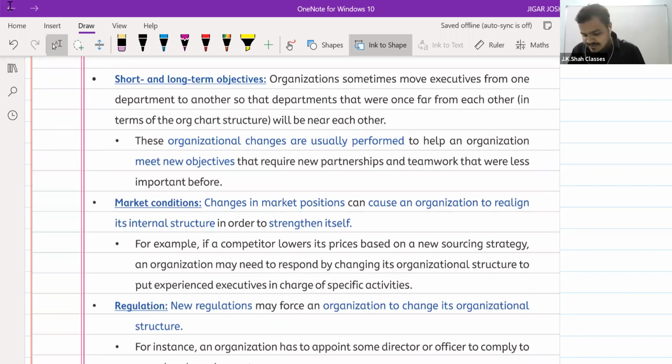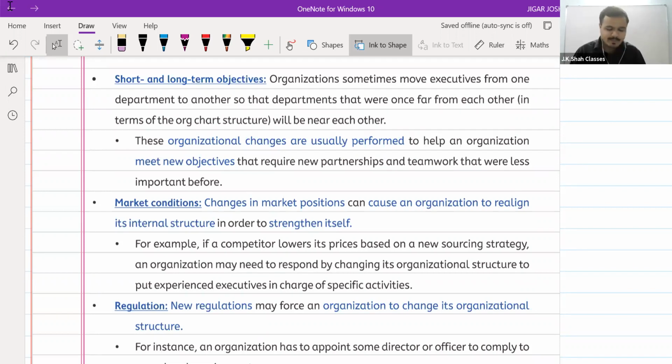Example, Mr. A was handling the networking team, and now he is given the software development team. So the networking team leader position is vacant right now. What would we try to do? We would appoint some other person, or someone else will be given the responsibility of that department currently.